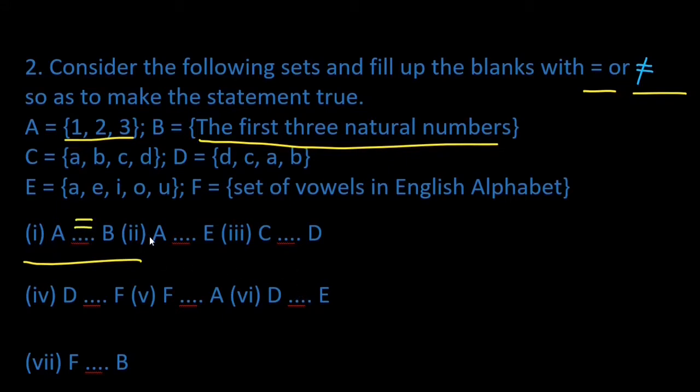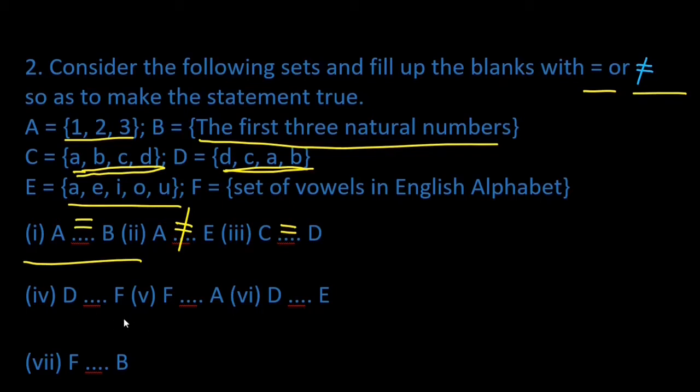Now second one, A dash E. A has elements 1, 2, 3. And E has elements A, E, I, O, U. So they are not equal. So A is not equal to E. Then third one, C dash D. What is C here? The elements are A, B, C, D. In D, the elements are D, C, A, B. Only the order is changing. All the elements in C are also there in D. So set C and set D are equal. C is equal to D.